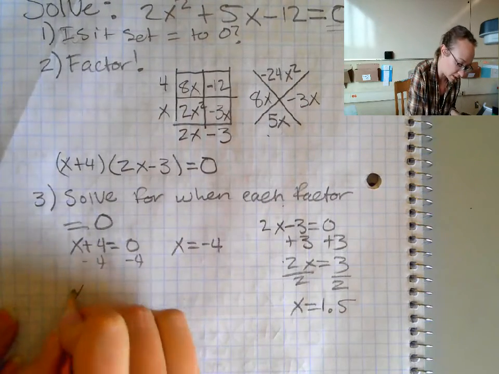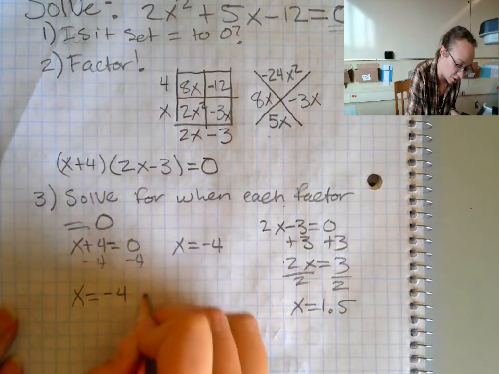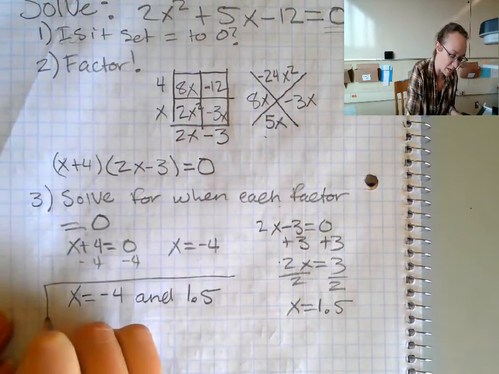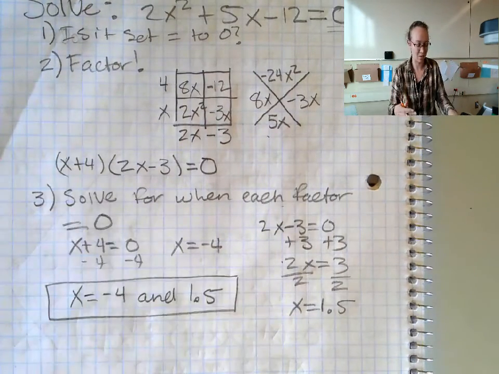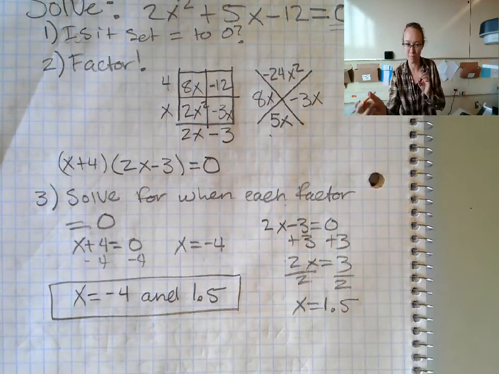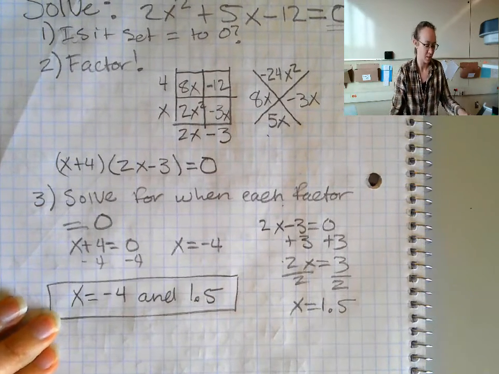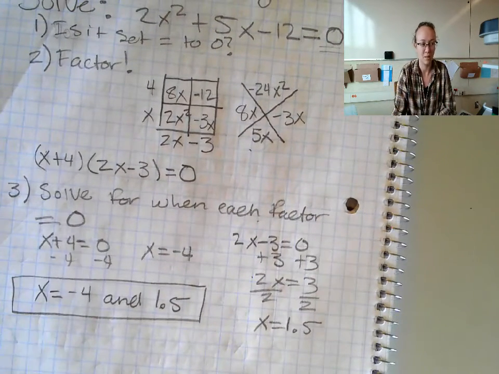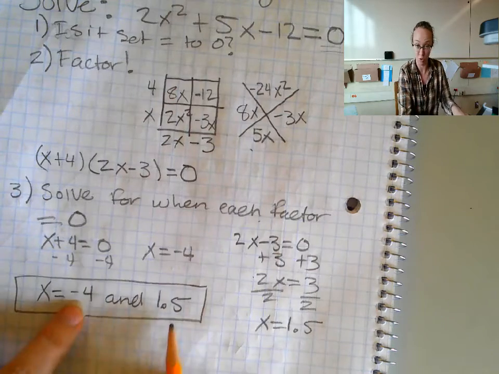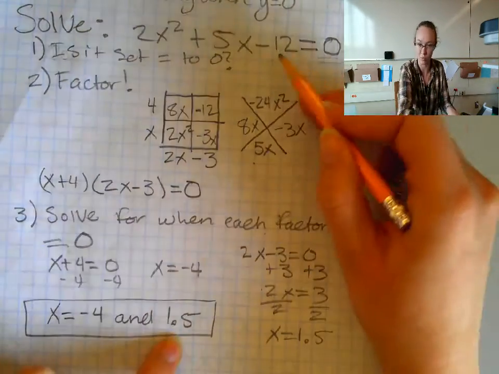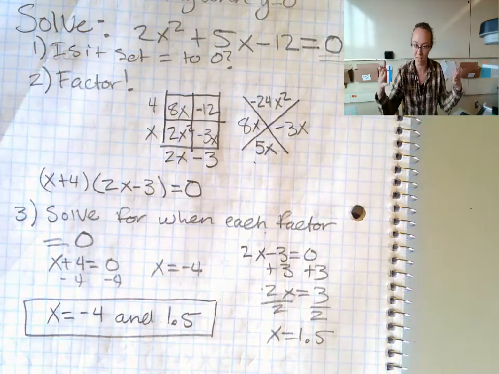They are x equals negative 4 and x equals 1.5. Depending on the context is why we would say either and or, right? I'm not too fussed either way. And once again, just like before, if you plugged both of these numbers in up here, they would make the equation true.